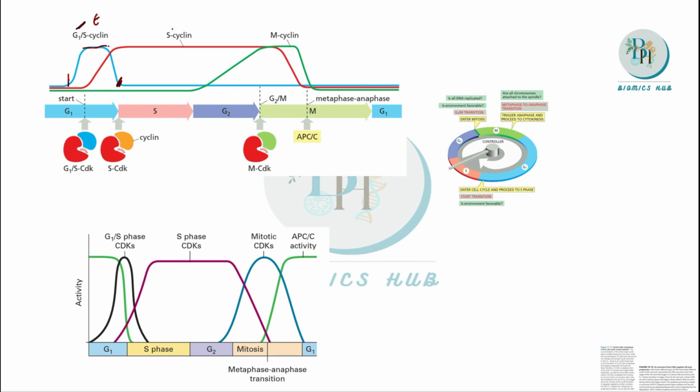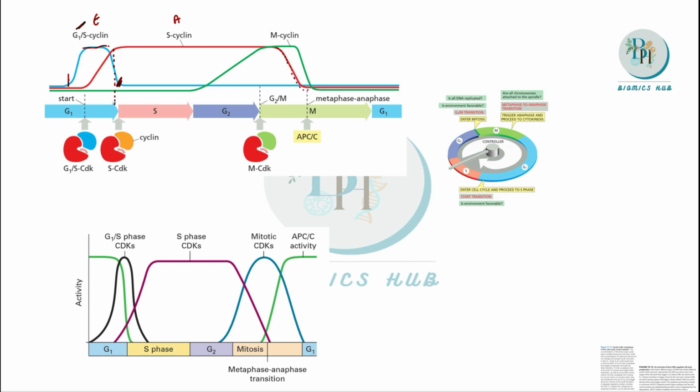Now comes the S cyclin. The S cyclin means cyclin A. Cyclin A is synthesized in the late G1 phase, and it remains constant throughout the S phase as well as the G2 phase. In the middle of the G2 phase, it destroys itself.